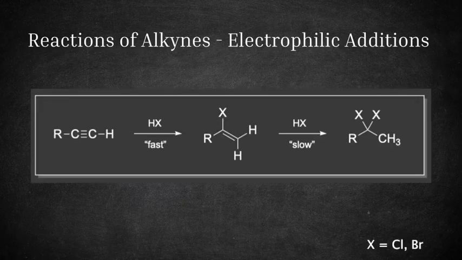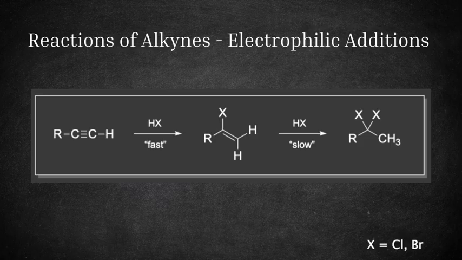Alkynes can undergo electrophilic additions of hydrohalic acids, such as HCl and HBr. Reaction of a terminal alkyne with a hydrohalic acid, HX, initially forms a vinyl halide with Markovnikov regiochemistry, and upon further reaction, yields a saturated geminal dihalide with Markovnikov regiochemistry. The first step, involving the addition of the first equivalent of HX, is relatively fast, whereas the addition of the second equivalent of HX to the vinyl halide proceeds much more slowly.